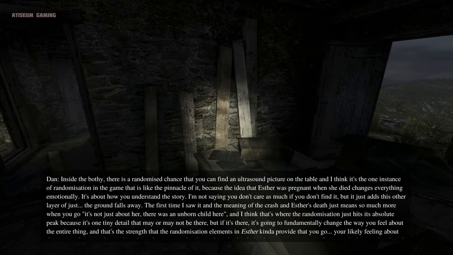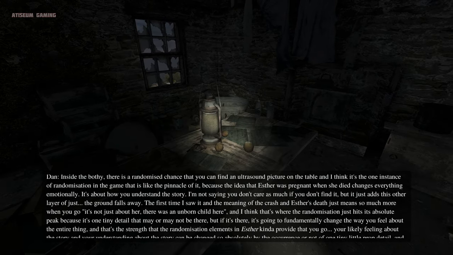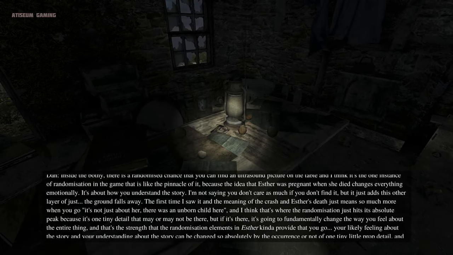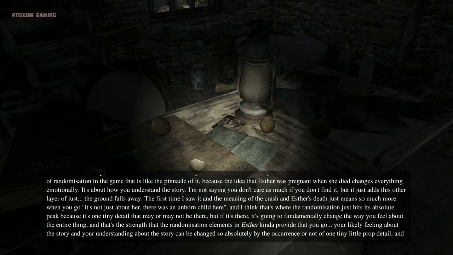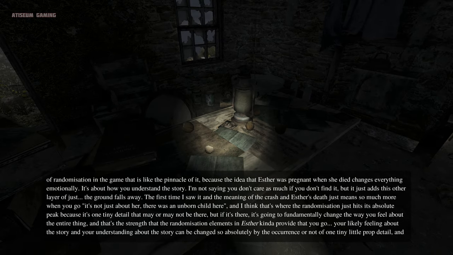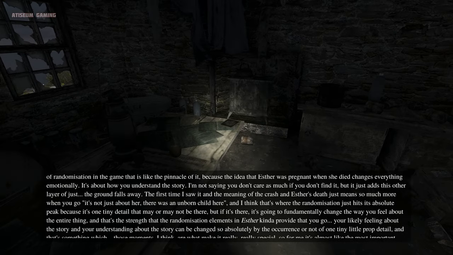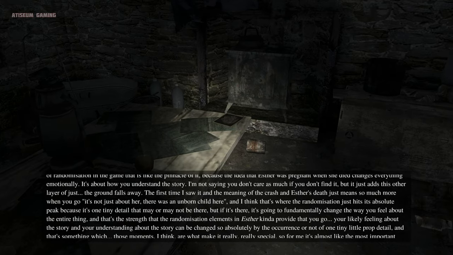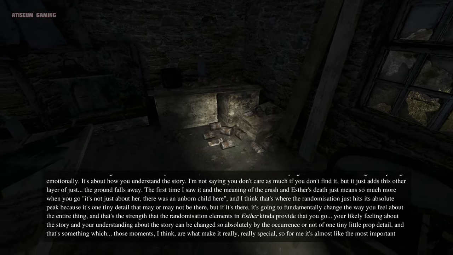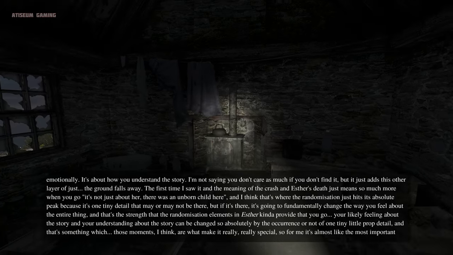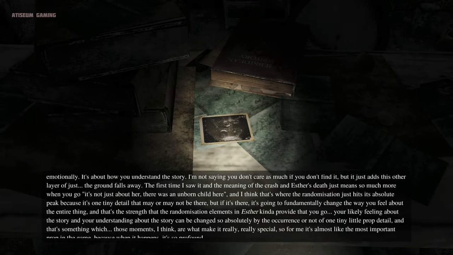Inside the bothy, there is a randomised chance that you can find an ultrasound picture on the table. And I think it's the one instance of randomisation in the game that is the pinnacle of it, because the idea that Esther was pregnant when she died changes everything emotionally about how you understand the story. Not to say that you don't care as much if you don't find it, but it adds another layer. The ground falls away from under him the first time I saw it. And the meaning of the crash and Esther's death means so much more when you realise it's not just about her, there is an unborn child here.